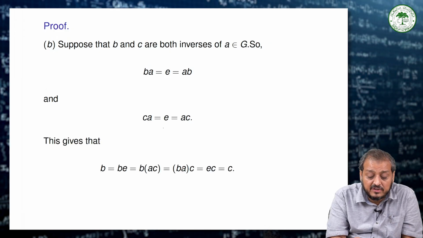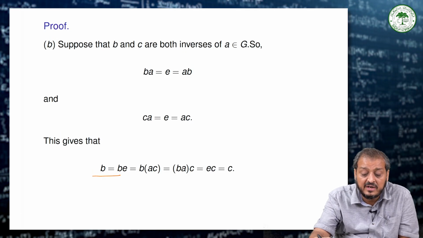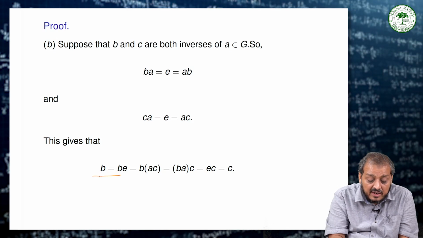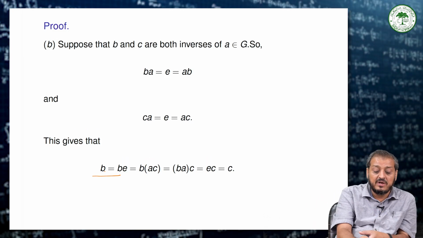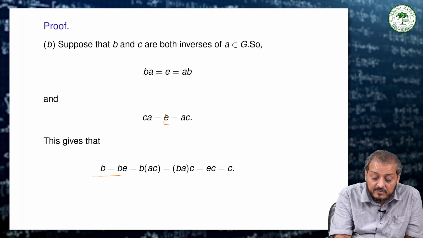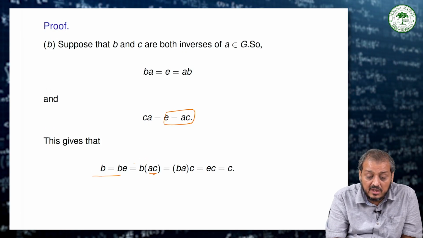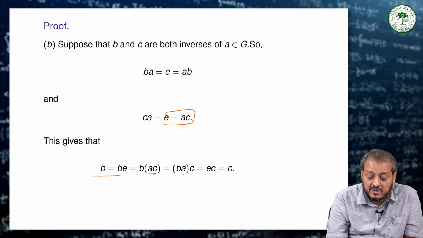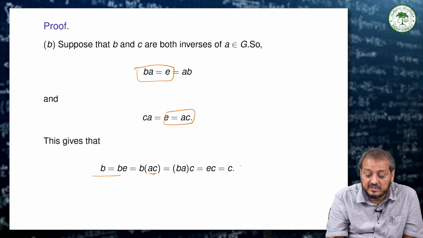So B can be written as B of E, because E is the identity element of this group G, and B, being the inverse, also belongs to the same set G. So B can be written as B of identity, and now identity can be written as A of C. Because it is a group, we use the associativity condition: (BA) of C, and BA is again the identity element, so we put identity, and then it is equal to C.